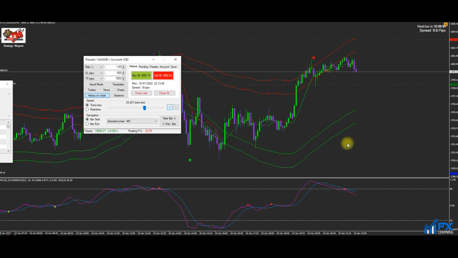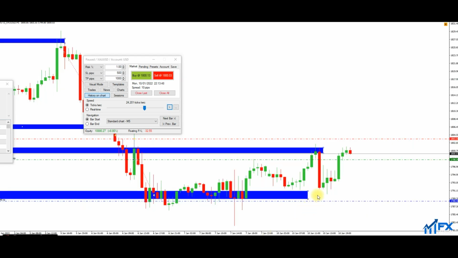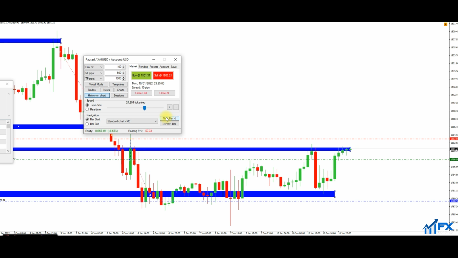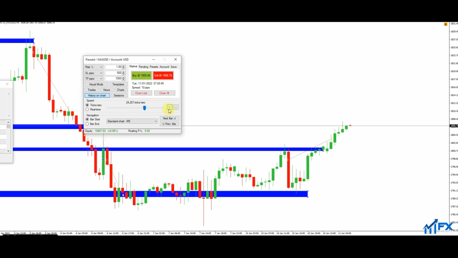Yes, come on. Oh, that's really annoying. We come straight back down to this support line. Let's see what happens. Come on, come back down. Don't go any higher. Come back down. Oh, and we get stopped out.